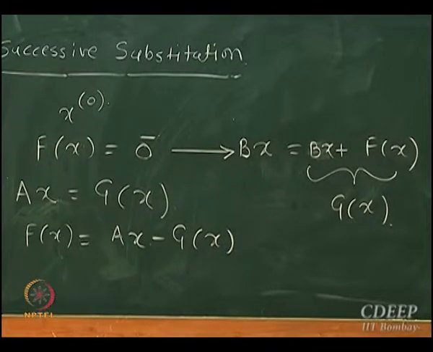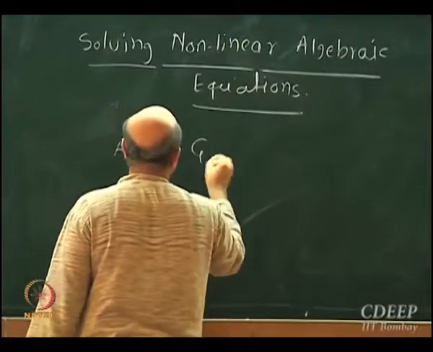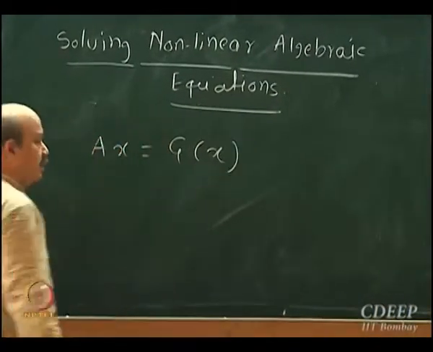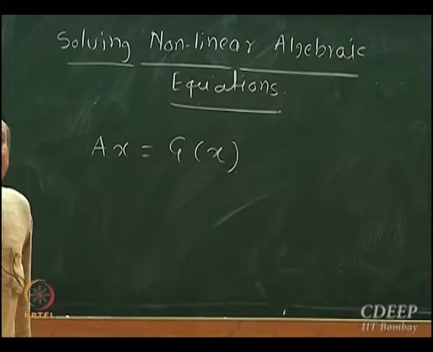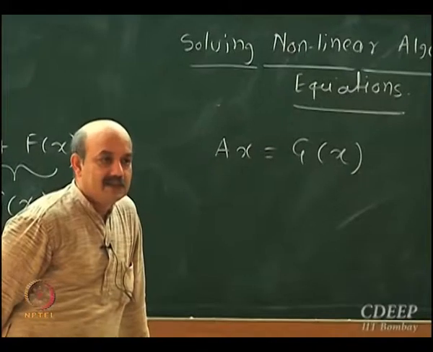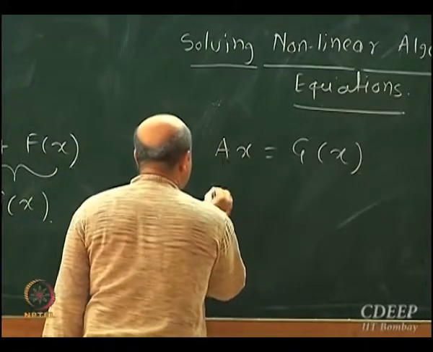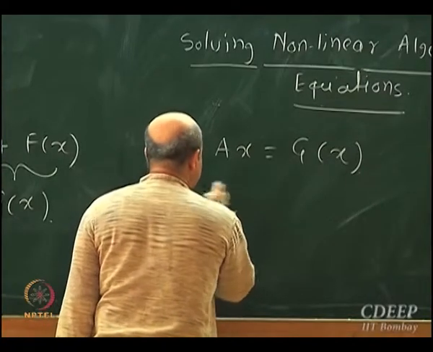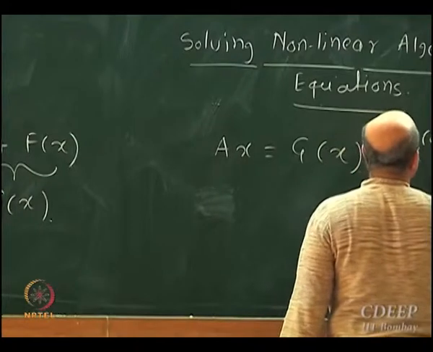So if I have this special form A x is equal to g of x, I could convert this into solving linear algebraic equations by a very simple trick. So if I start with some initial guess, let x naught be my initial guess.